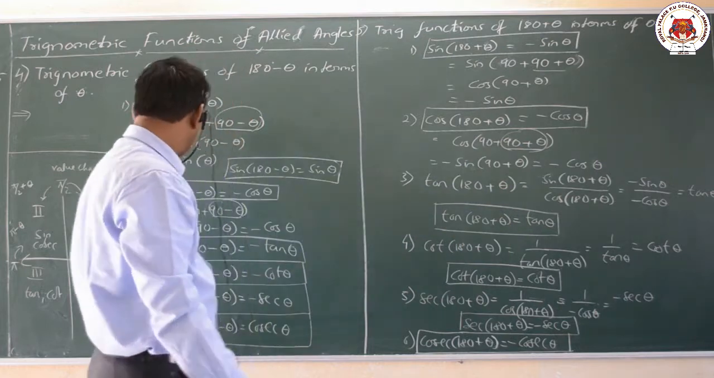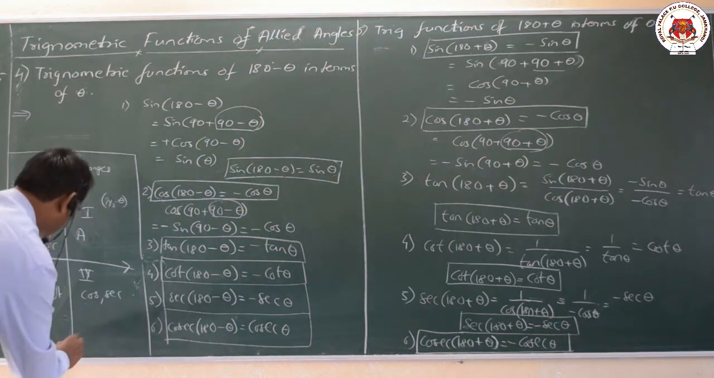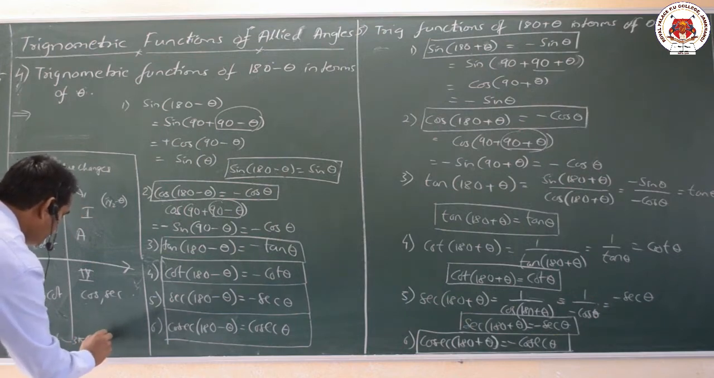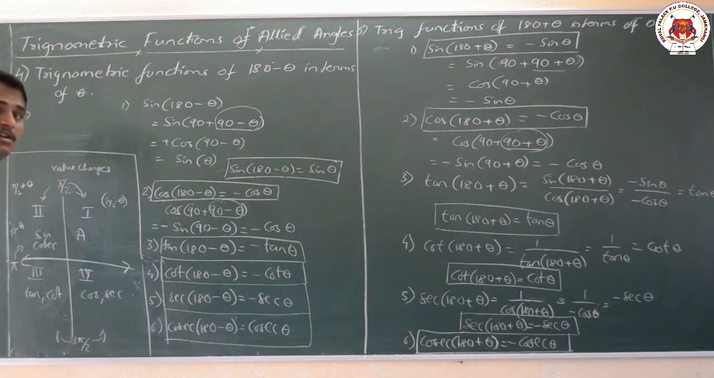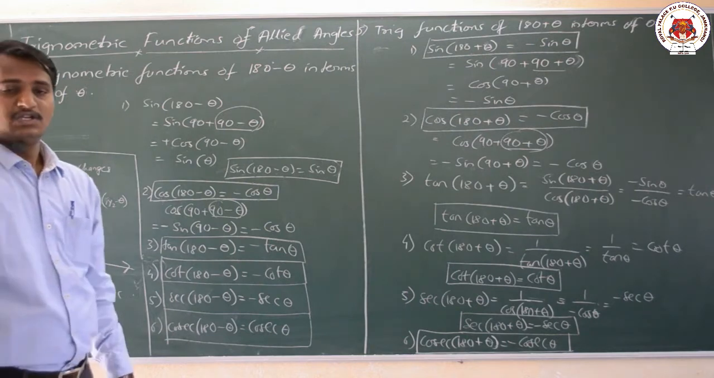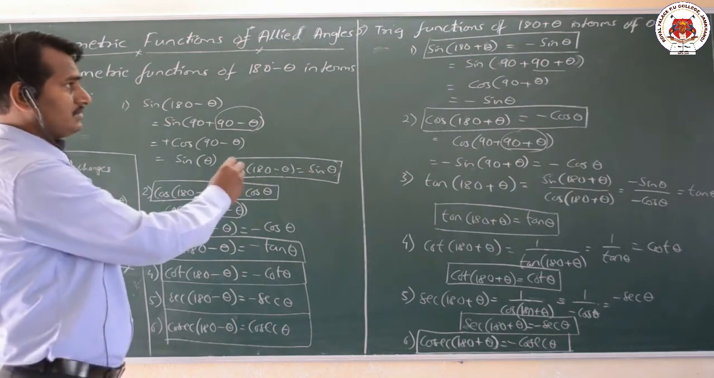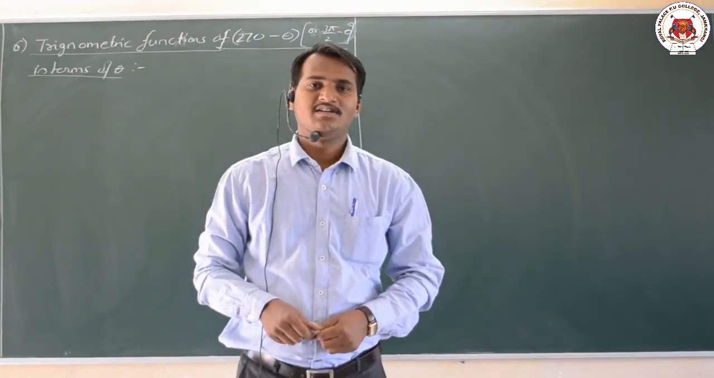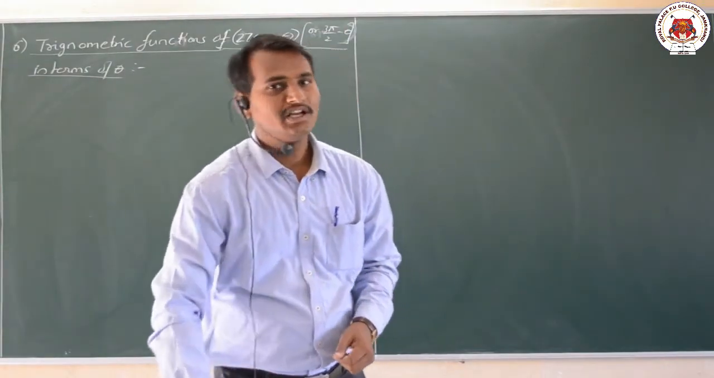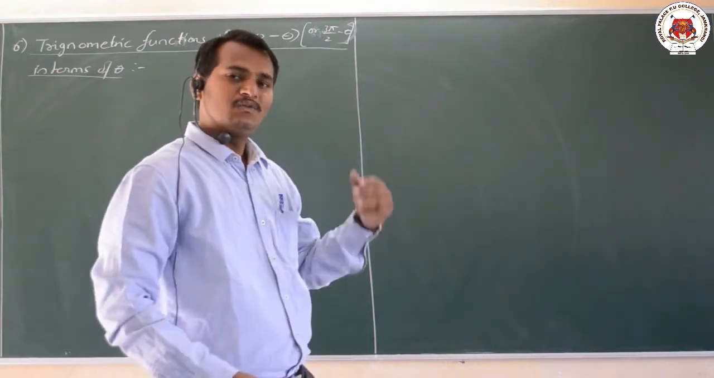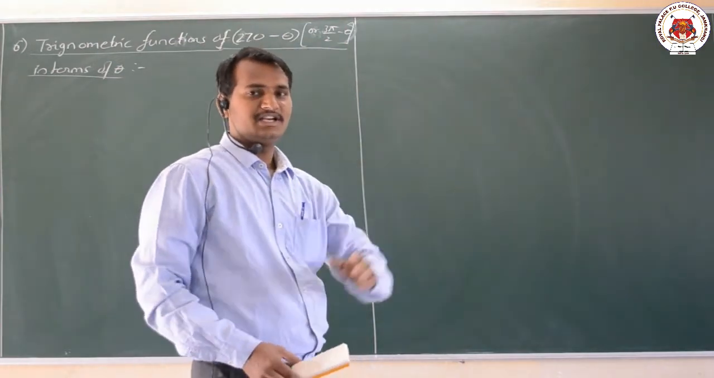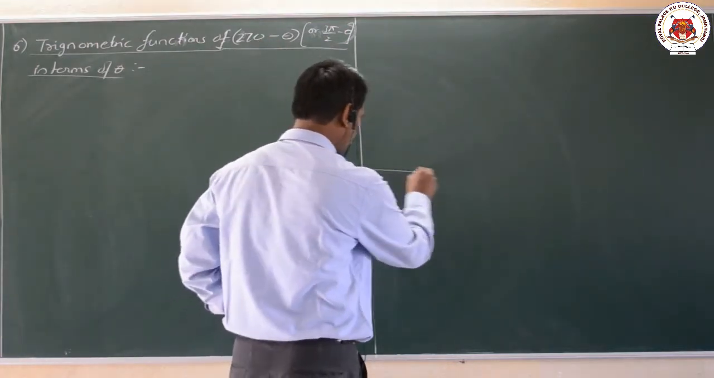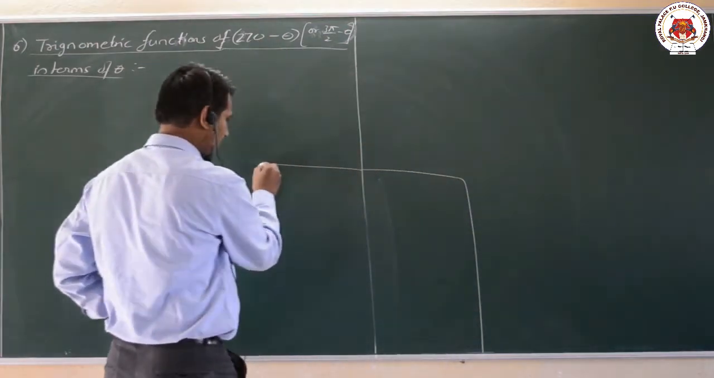Okay dear students, now let us learn about 270, that means 3 pi by 2 minus theta and 3 pi by 2 plus theta. This we shall learn here. So before going to that, please pause the video to note it down. Now just now we had learnt about the trigonometric functions of 180 minus theta as well as 180 plus theta.